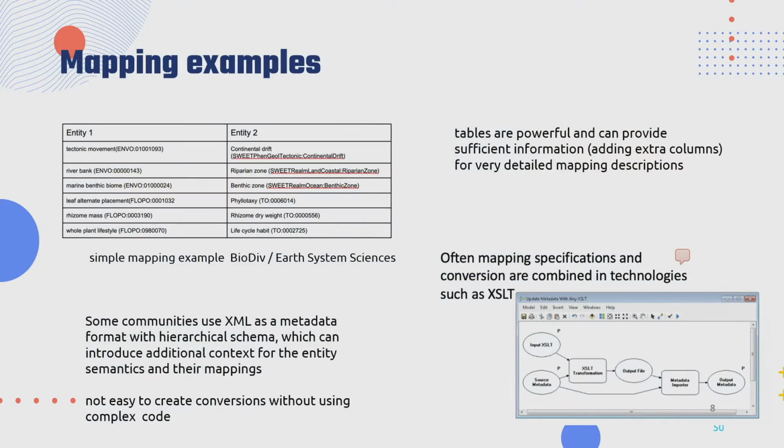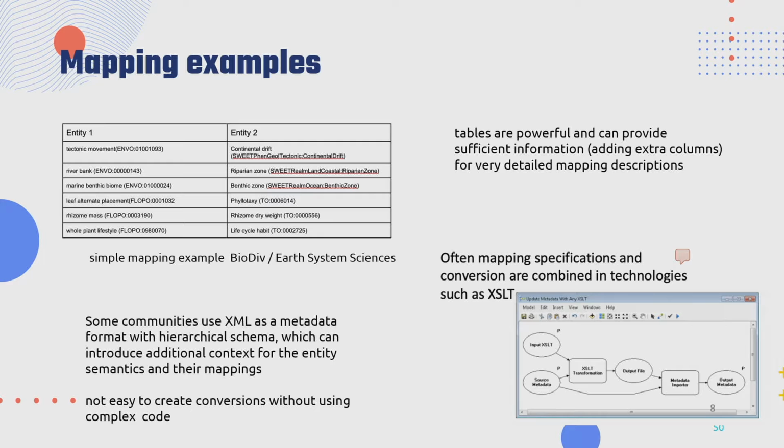I think I forgot something. Of course, what's a crosswalk? A crosswalk is a set of mappings that is meant to translate maybe the whole description, or at least a big part of that description, from one formalism into another formalism.